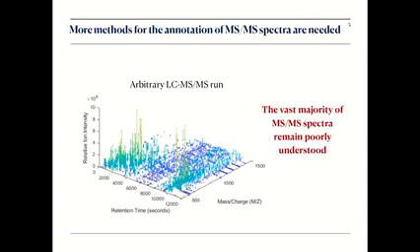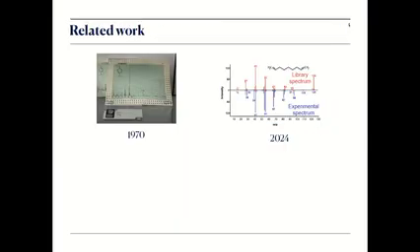So to begin with, the annotation of MS spectra is inherently a very challenging task. If we consider some arbitrary LCMS run, we can find that it's super hard to annotate all the spectra, and in fact, the vast majority of them remain poorly understood. And one possible reason why it is so can be found in the following way.